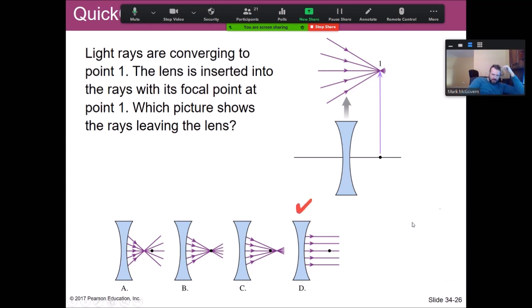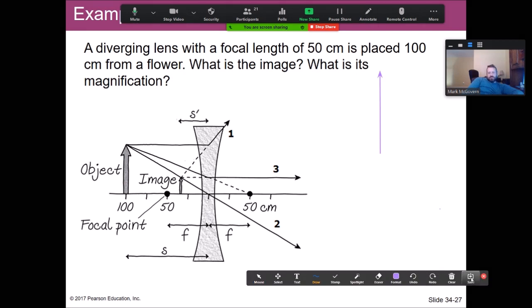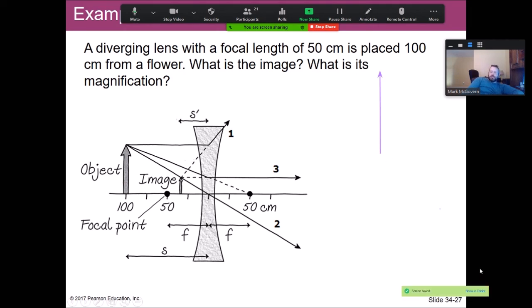Fantastic. I think I got two more examples. I do. So in this example, we have a divergent lens. We have an object placed out far to the left here. We're going to create an image of this, and we want to determine what the magnification is. So how are we going to handle this? Well, everything that we've done for convergent is the same for divergent with one exception, and that exception is the focal length is negative. That's it.